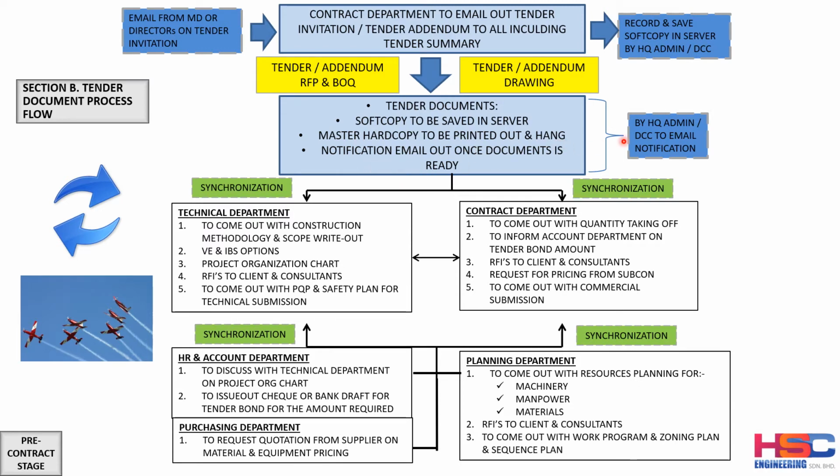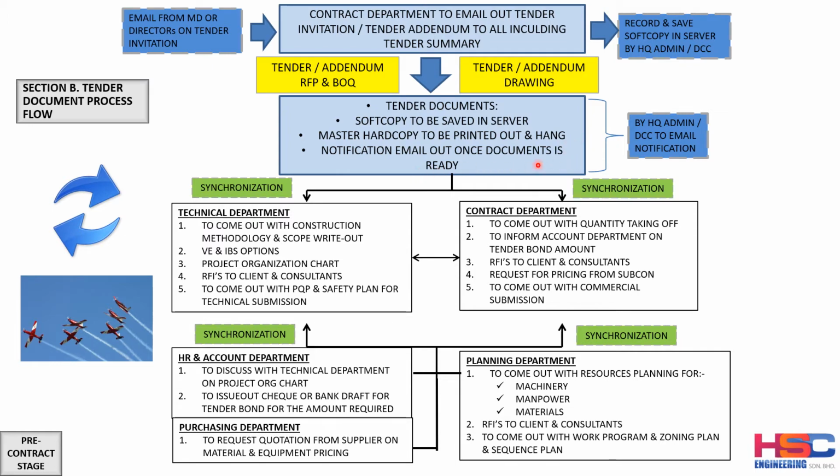and a master hard copy to be printed out and hung in the tender department. And the document controller or the admin of HQ needs to email a notification that the document is ready. Okay. This process will continue from time to time if there is any tender addendum or any addendum drawing from the client. So again, the DCC, the document controller, will need to scan the document into soft copy and print or use the hard copy that they receive and hang it in the tender department.